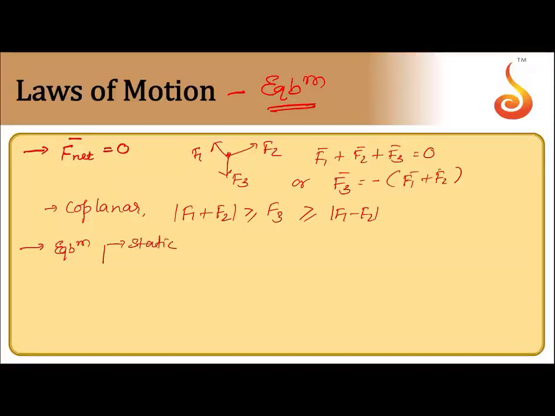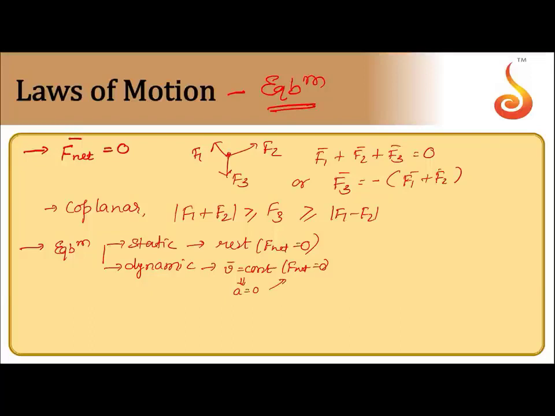One is static equilibrium and the second is dynamic equilibrium. What is the meaning of static equilibrium? Static equilibrium means the object is at rest. Net force is 0, and not only net force is 0, the object is not moving. The object in dynamic equilibrium means the object is in motion but with constant velocity. So again net force is 0, you may notice. Velocity is constant implies acceleration is 0. Acceleration is 0 implies the force is 0.